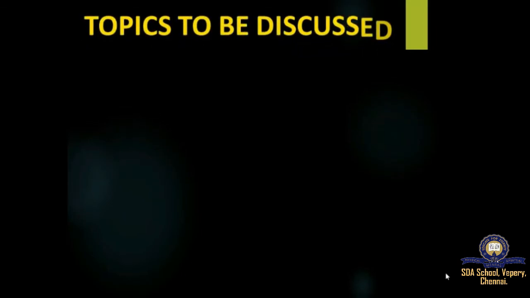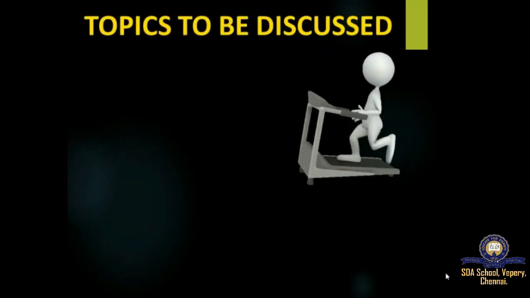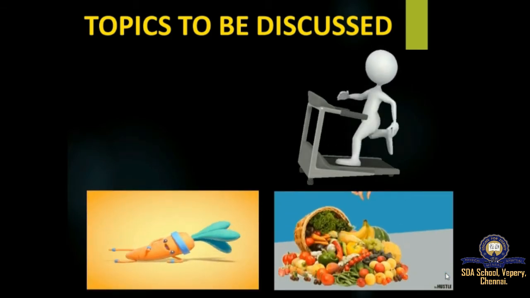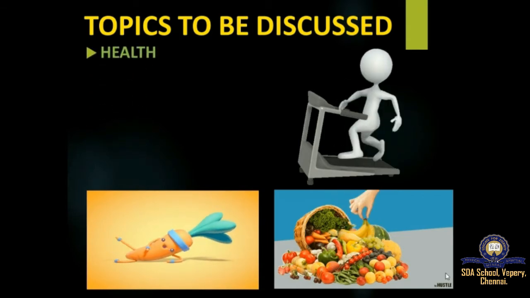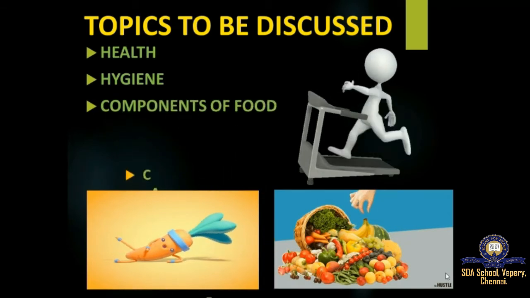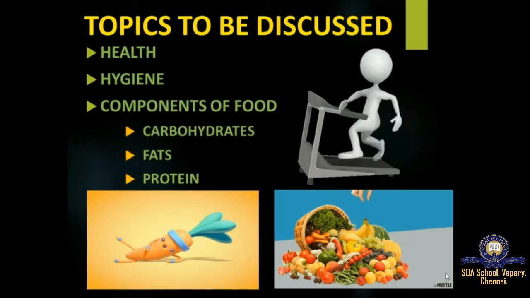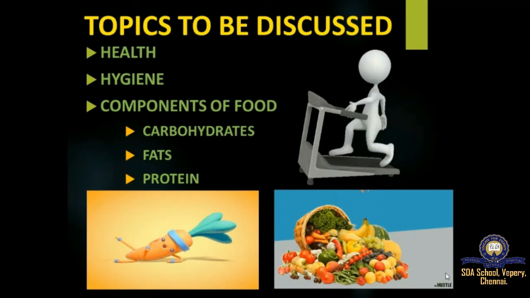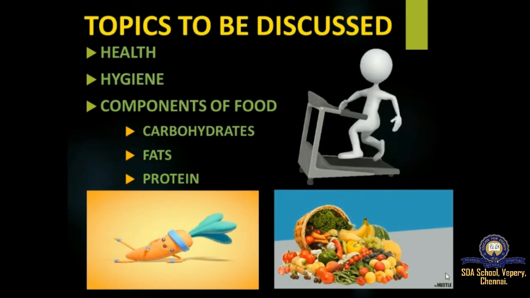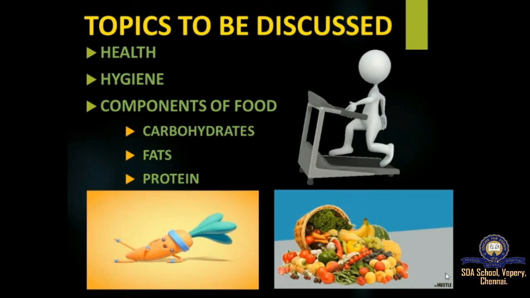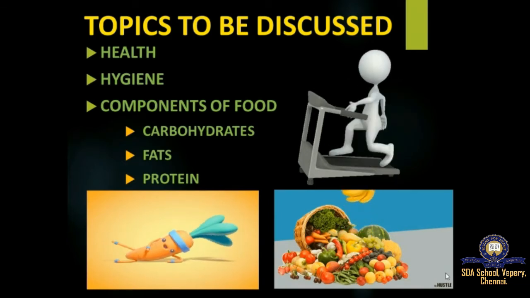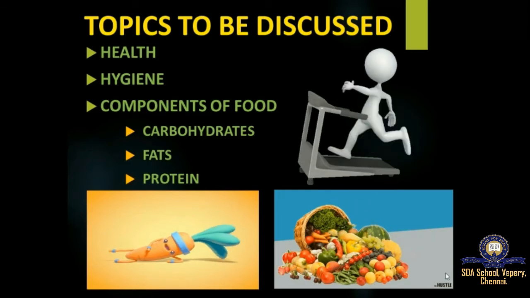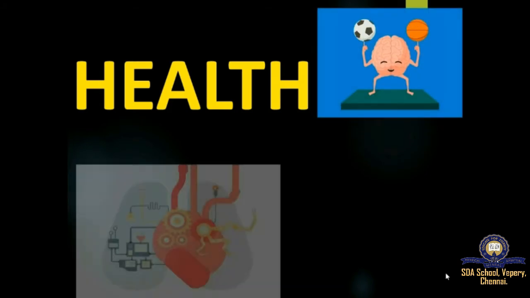In today's class, we'll be discussing Unit 6, that is Health and Hygiene. In Health and Hygiene, you'll be learning about what is health, what is hygiene, and the components of food. In components of food, you will be learning about carbohydrates, fats, and proteins.